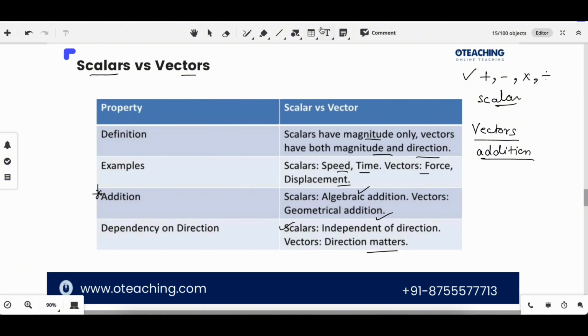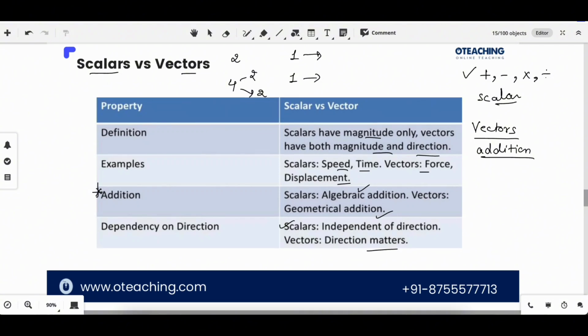Now, a very quick tip: whenever in your exam it is asked as a 2 mark question, what are the differences between scalars and vectors, then give 1 point for the scalar and 1 point for the vector. Okay, if you have been given a 4-mark question, then it means 2 differences for scalar and 2 differences for vectors. That's how you actually work with the answers according to your curriculum.